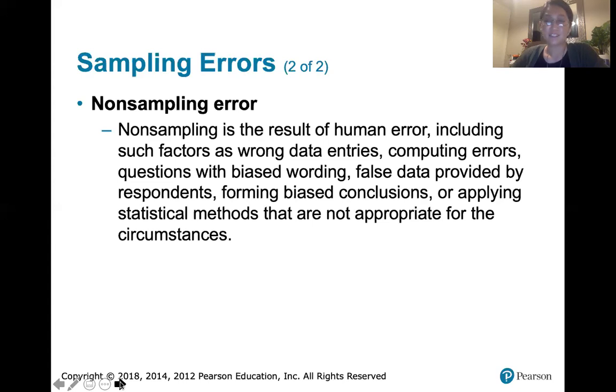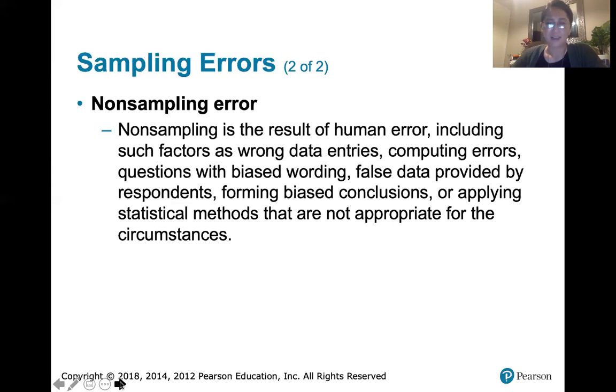Maybe you've got false data provided by respondents. Sometimes people will lie just to make themselves look better. But most of the time, we're not thinking about people lying. Sometimes people are just mistaken, and if they're reporting their weight or something like that, their estimate of their weight may be different from their actual weight. Self-report data can be questionable.